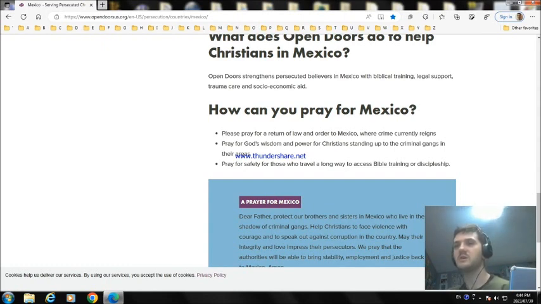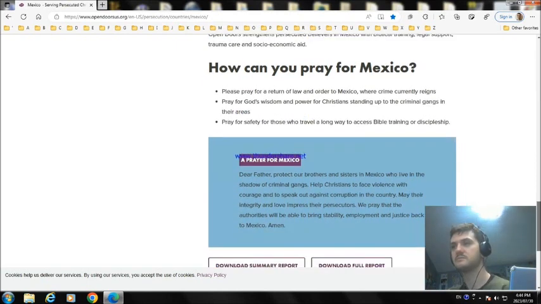A prayer for Mexico. Father, protect our brothers and sisters in Mexico who live in the shadow of these groups. Help Christians face violence with courage and speak against corruption in the country. May they meet their persecutors with integrity and love. We pray that the authorities will bring stability, employment, and justice back to Mexico. Amen.